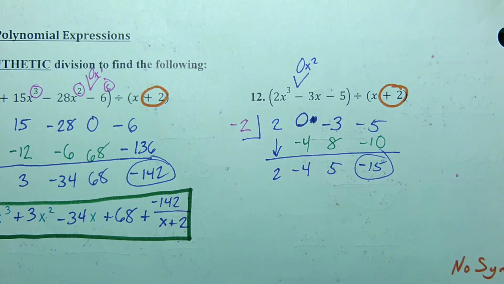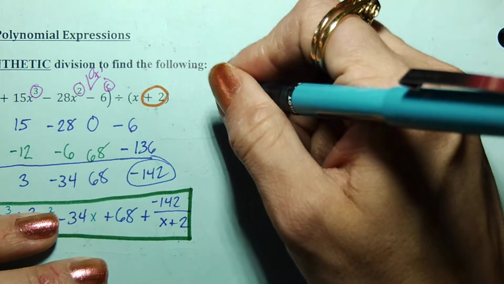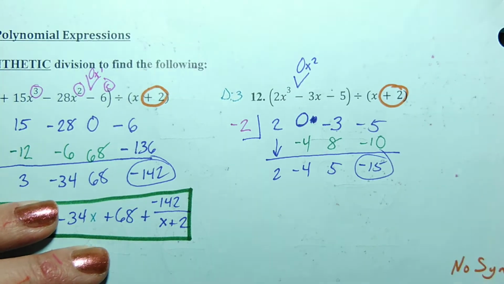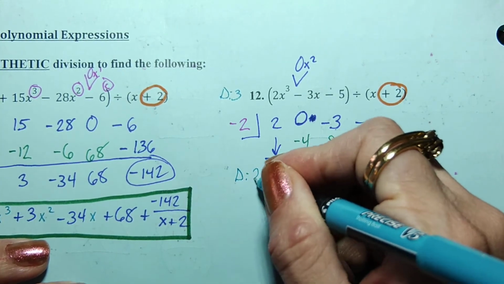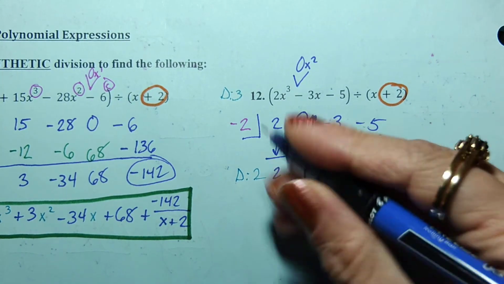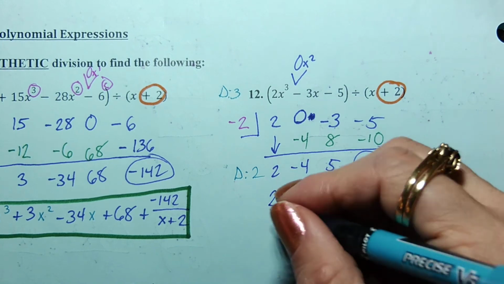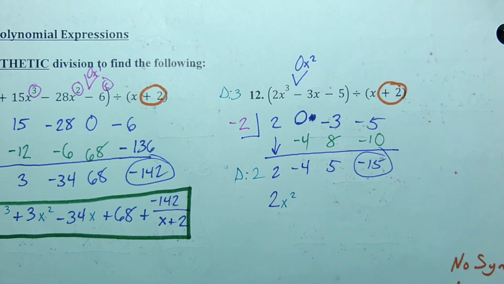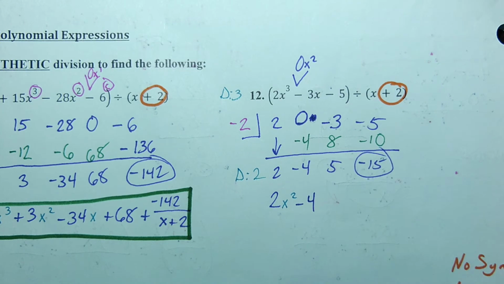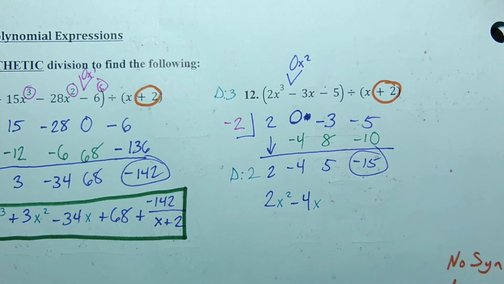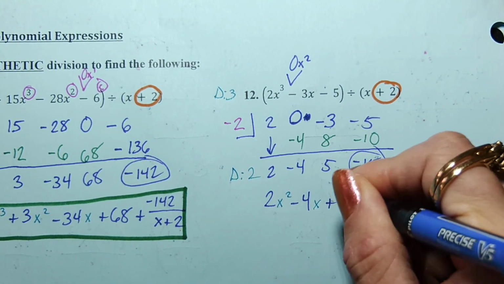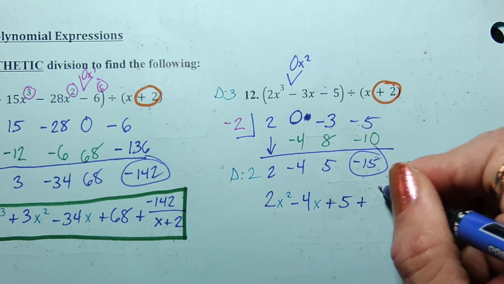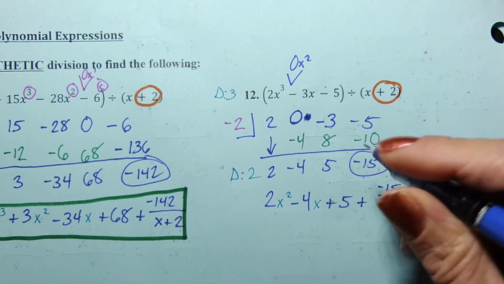So then our starting degree of the dividend is 3. So what is our quotient degree? 2. So 2x squared minus 4x plus 5, and then plus the remainder over the divisor.